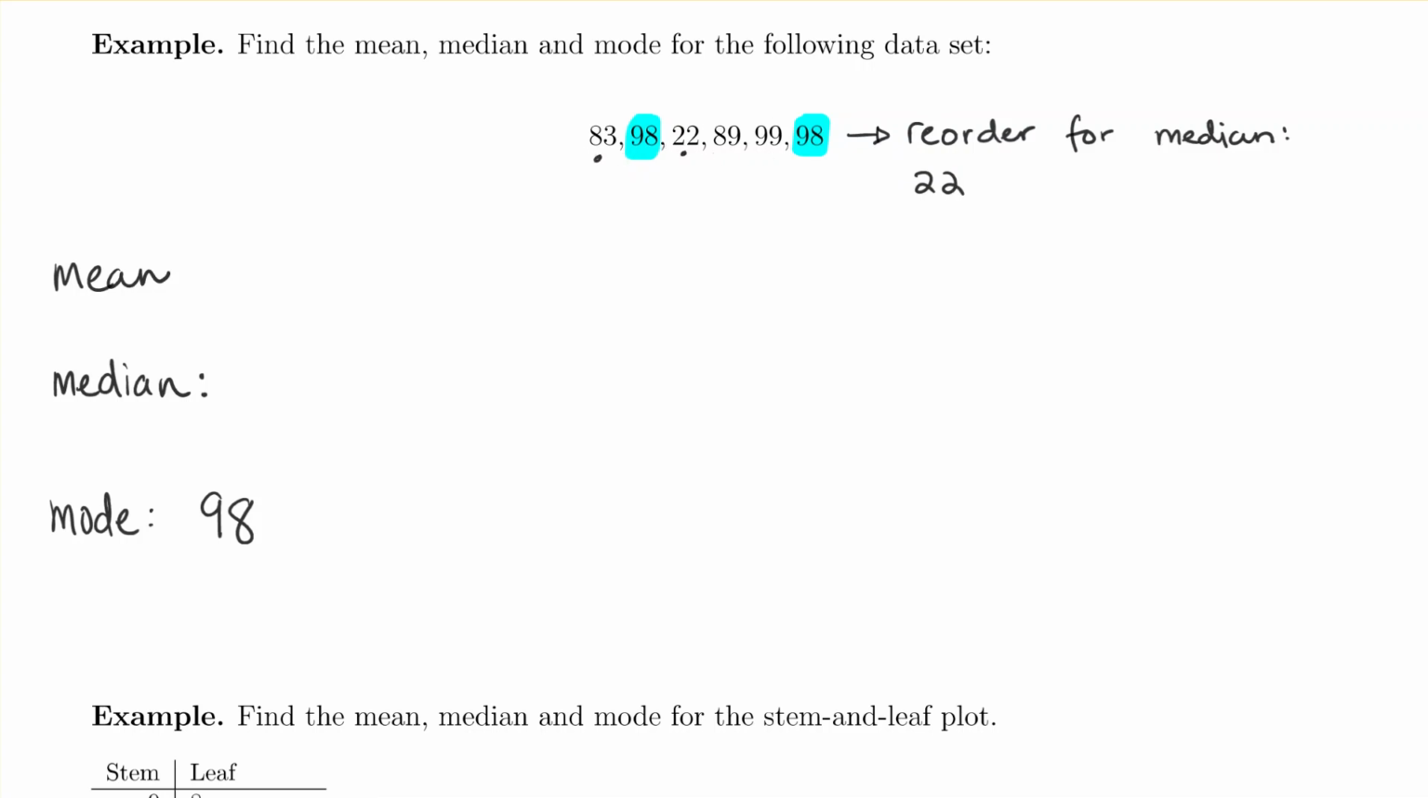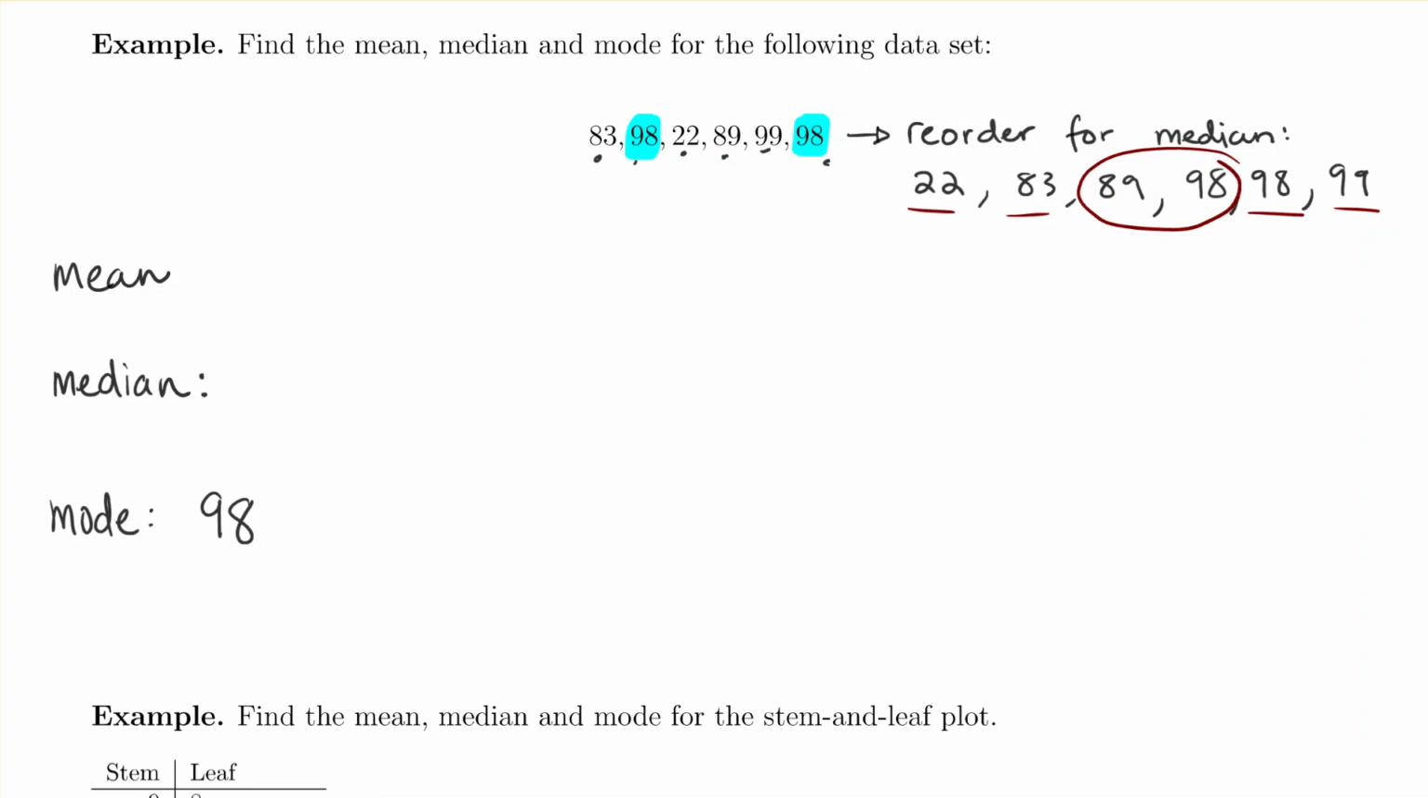Next up, it appears to be 83, then 89, two 98s, and a 99. Now that I've got it from least to greatest, I'm going to go working outside in till I get to the middle. Lowest one, highest one, second lowest, second highest. I see there's two left in the middle.